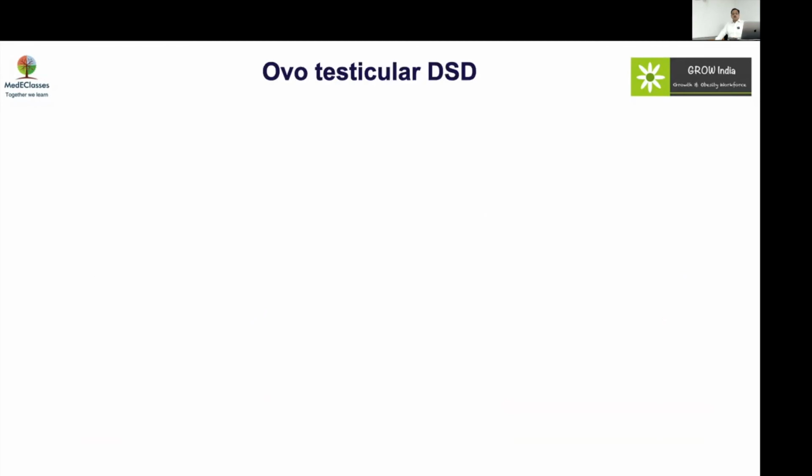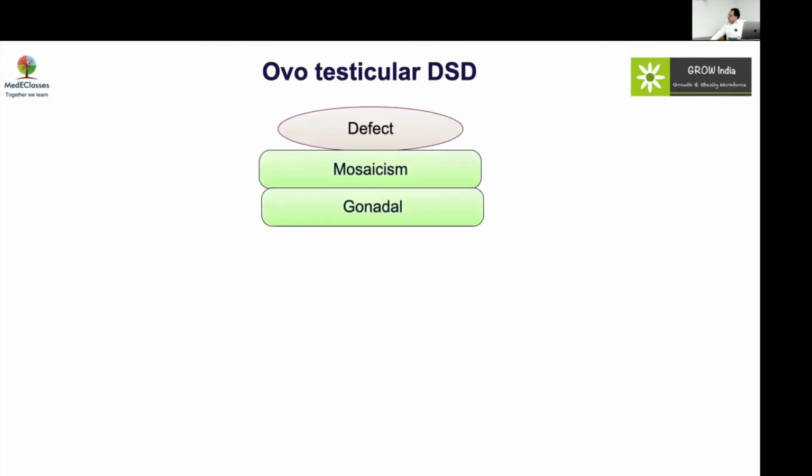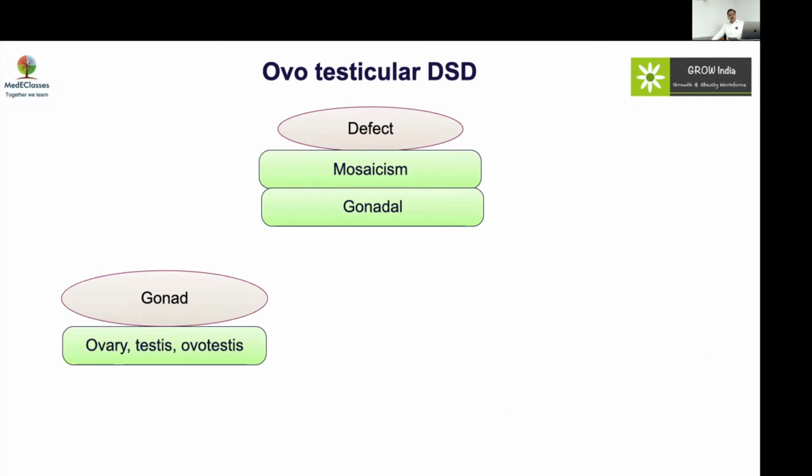The other complicated situation is, of course, ovotesticular DSD. So when you say ovotesticular DSD, you want to say that there is ovarian tissue and testicular tissue in the same individual. The defect here is again mosaicism, which is at the level of the gonad. So it's not a systemic mosaicism. Only in the gonads you have a differentiation, and you can either have an ovary, testis, or an ovotestis.